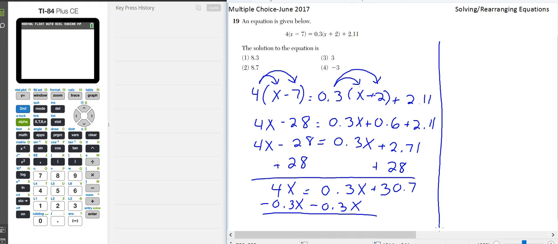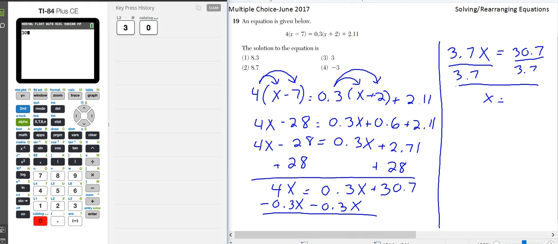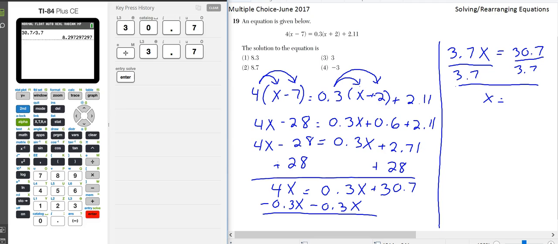4 minus 0.3 is 3.7, so we have 3.7x is equal to 30.71. Now we want to get x alone because we're solving for x. So we're going to divide away x's coefficient, divide by 3.7, divide by 3.7, and we're left with x is equal to 30.71 divided by 3.7, let's do that on the calculator. 30.71 divided by 3.7 is a very long decimal, it's repeating actually, but let's round it off.